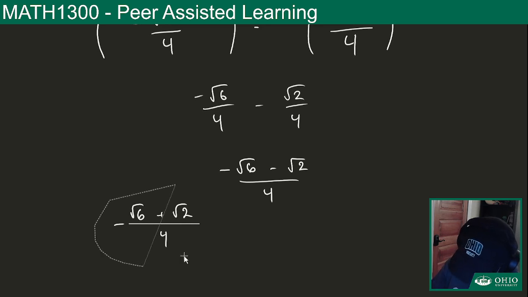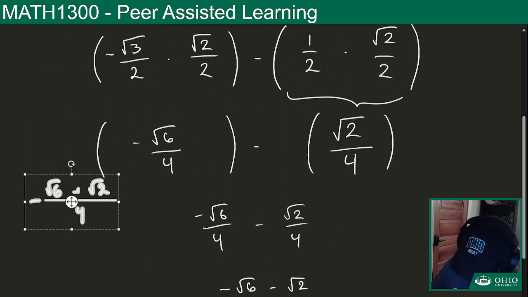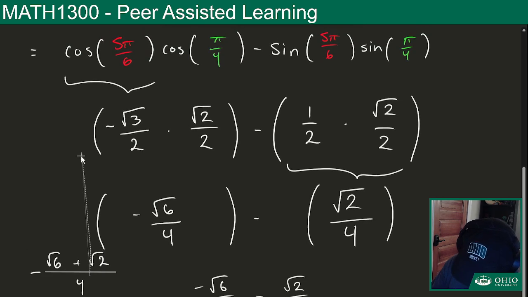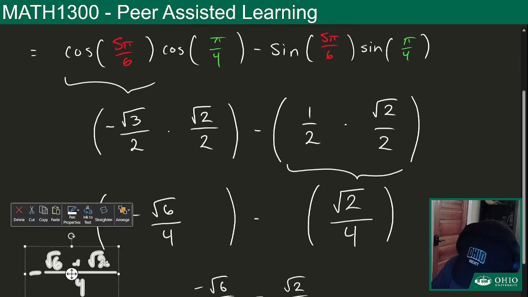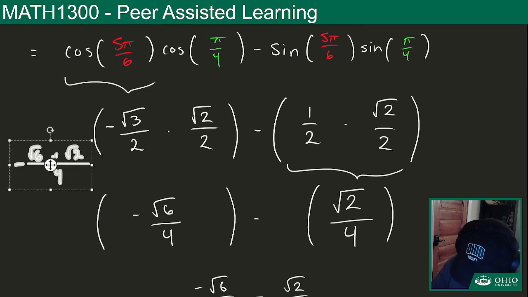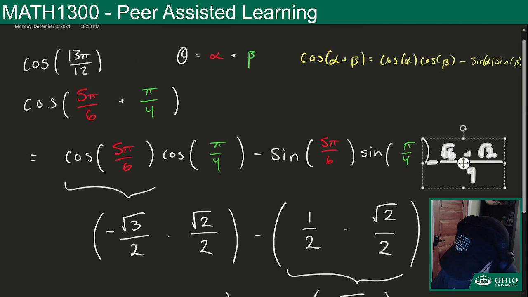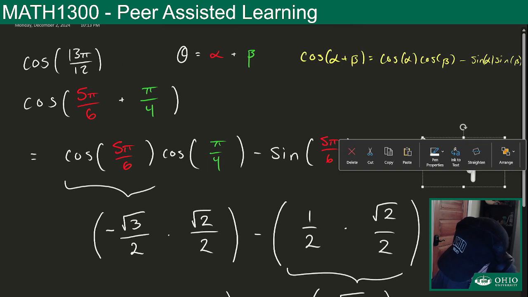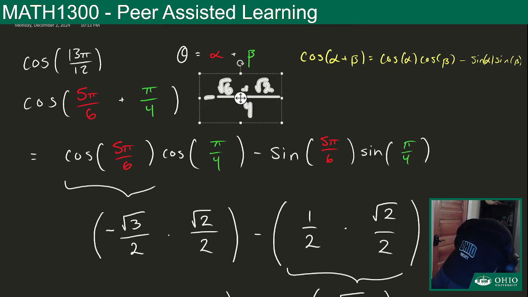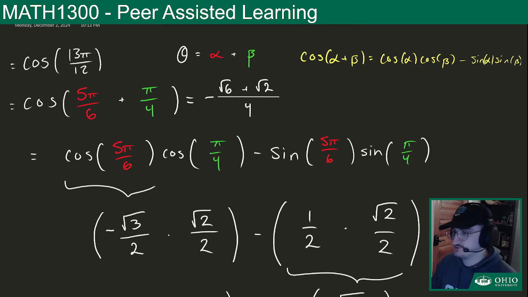And so if I move this back up with the rest of my work, this is the final answer. I don't have a great place to put it, but this is the final answer for cosine of 13 pi over 12. So that's a way that you would find a value of a trig function that isn't necessarily on the unit circle, and we took advantage of trig identities to do that.